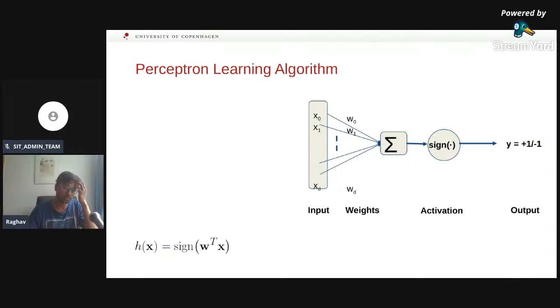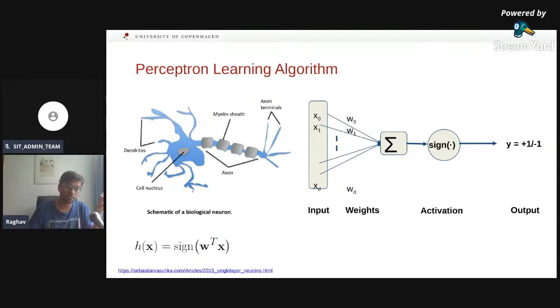Now, why is it called the perceptron learning algorithm? A perceptron is like a neuron in our brain. How does a neuron work in our brain? It is connected to several other neurons, and if it gets a signal, then it fires up, it gets activated. Here we are trying to replicate that biological neuron. It gets inputs from other neurons, does some processing, and then if the signal is strong enough, it gets activated or not.